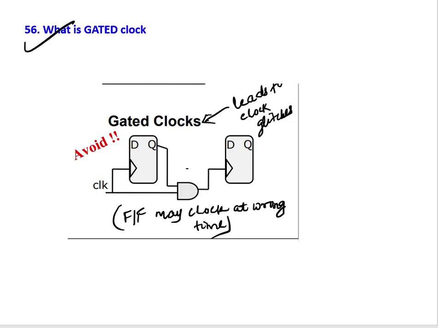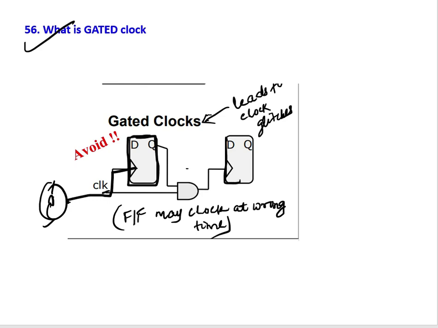What is a gated clock? A gated clock is when the clock comes from a gate, a generic gate. This is called a gated clock, because now the clock is not direct. See, this is the clock source. The clock is coming from here, and this first flip-flop gets the direct clock from here.